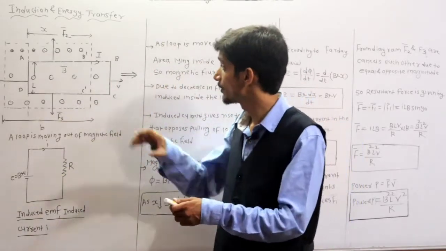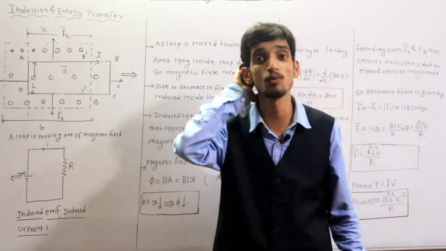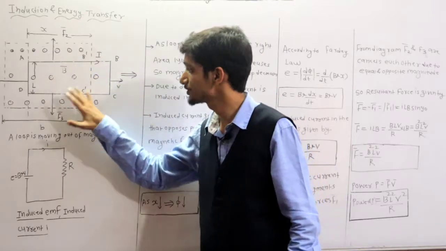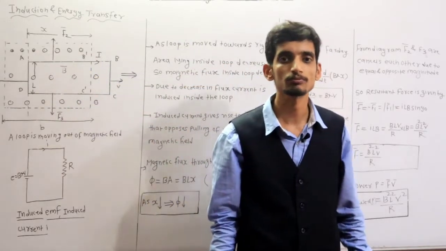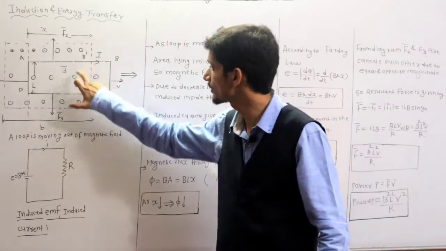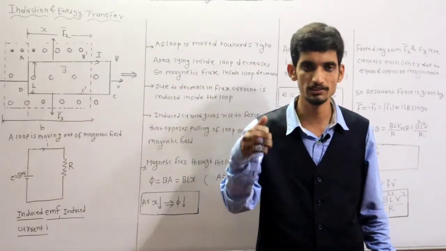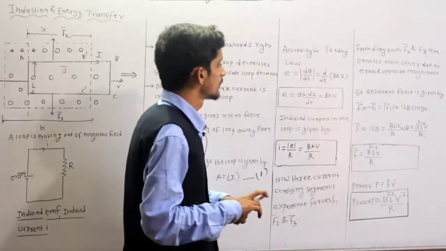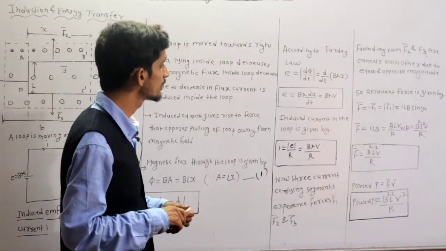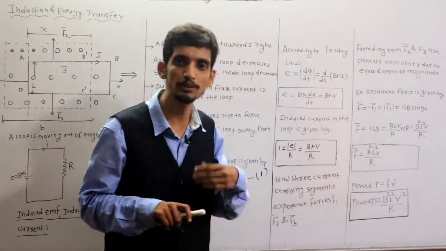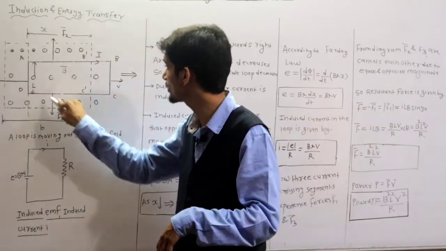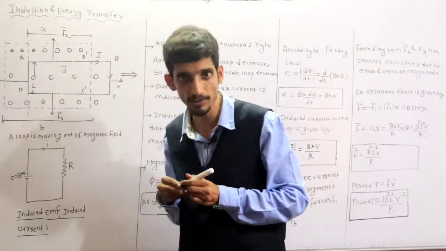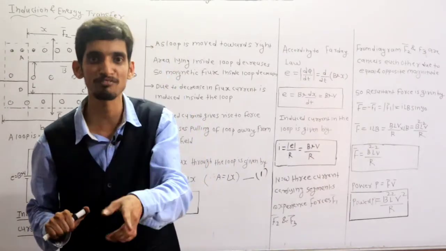Now one important point: why do these two conductors not experience any force? There is one important reason here, because this conductor is not perpendicular to the field, so there is no induced EMF inside those two conductors. Clear? Now listen here. This induced EMF is BLV, and these four segments form a closed loop, so there will definitely be a flow of induced current.